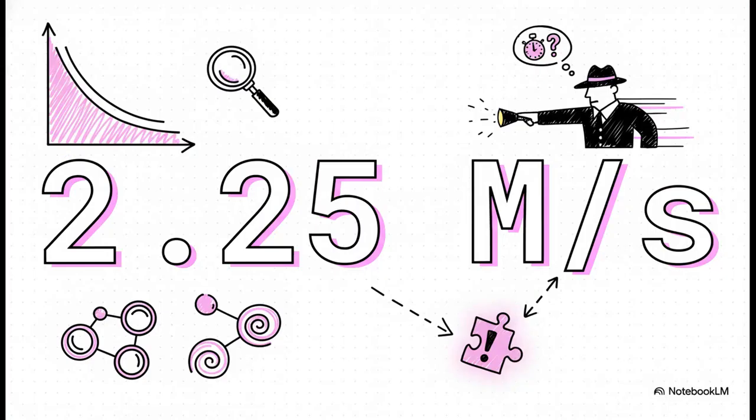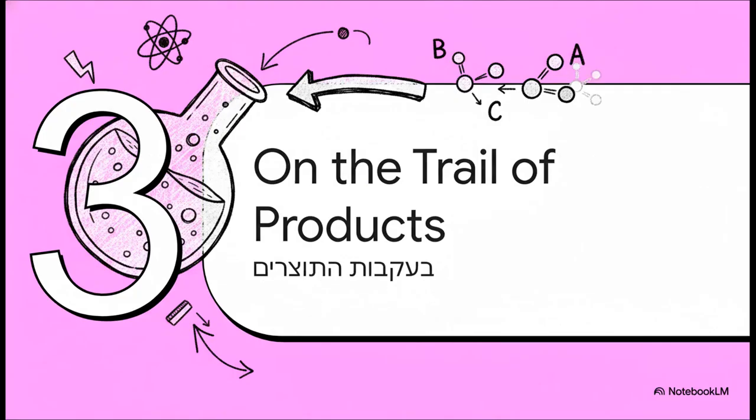And after we run the numbers from our graph, boom, we get our answer. The initial rate of disappearance for A was about 2.25 moles per liter per second. That is a huge piece of data. We now know who our suspect is and how fast they were moving right at the start. But remember, A wasn't acting alone. Its disappearance is what caused the appearance of our other two characters, B and C.